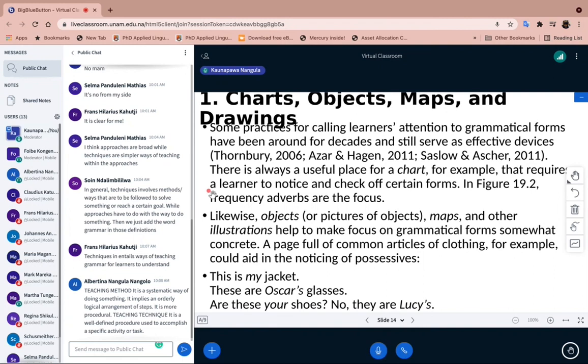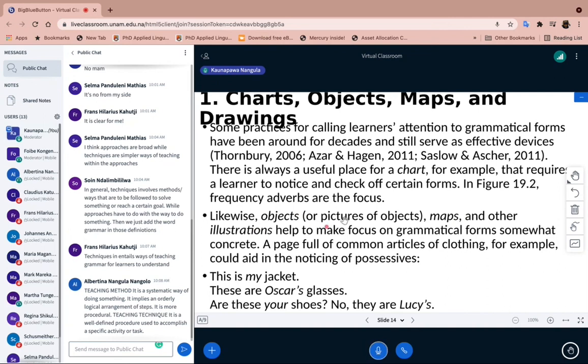So there's always a useful place for a chart. For example, there's one that requires the learners to notice and check off certain forms. We have an example that we'll look at in a short bit. So 19.2 is the next slide. Likewise, this is now a chart that we'll look at as an example, and we have also got objects. So when you teach grammar, you can use objects and maps and other illustrations, anything that is visible for the learners to see and know what you're talking about.